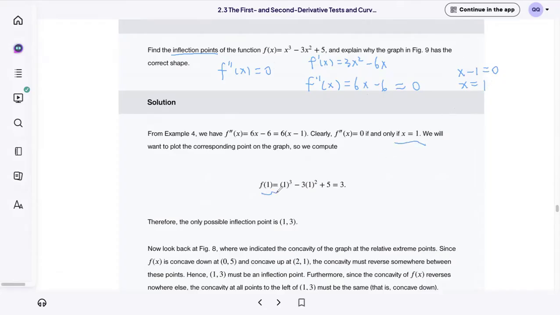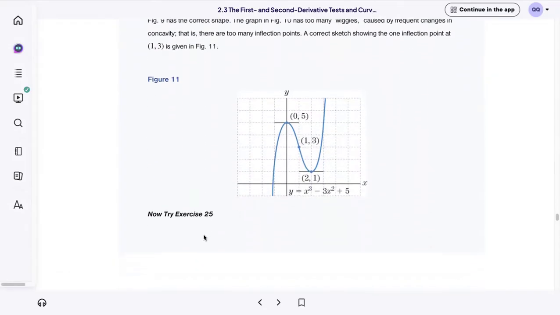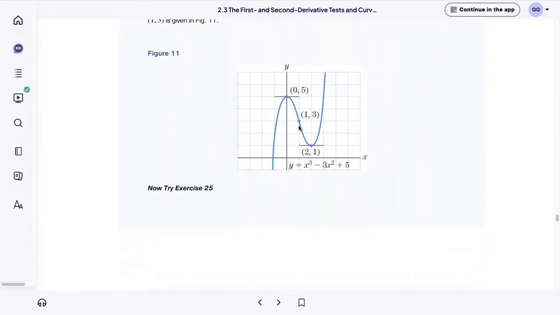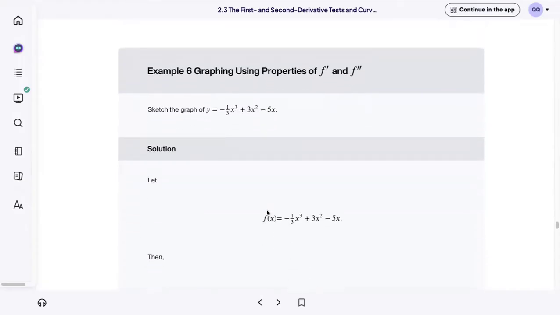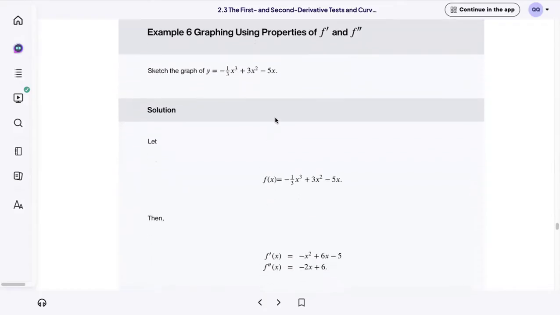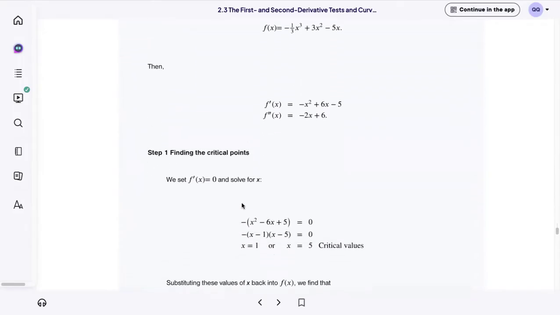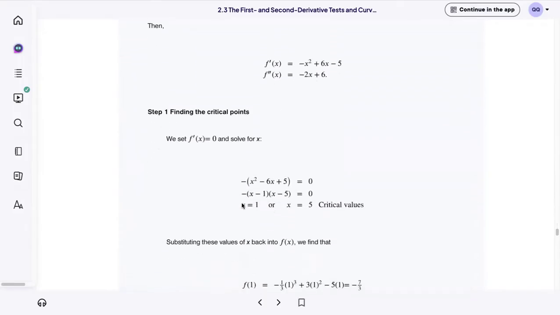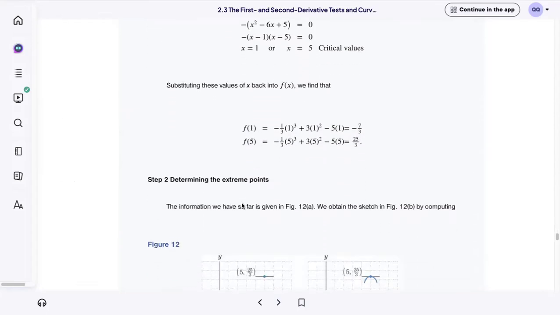Then we plug into the original function to get a function value. So we get (1, 3) as the inflection point. If we graph it, we see this. Right? So (1, 3) is the inflection point, where the graph turns from concave down to concave up. This one is similar. All right, so we want to sketch it. How do we sketch? First, we find the critical points, then we find the inflection points. Then we evaluate a value on the left-hand side and on the right-hand side. Then we can graph them.